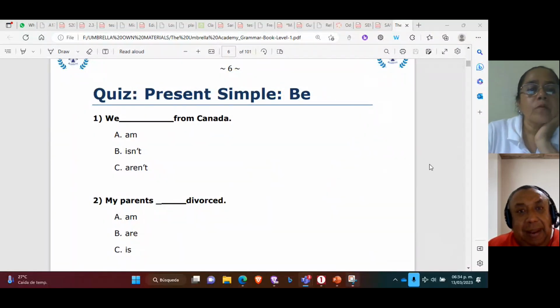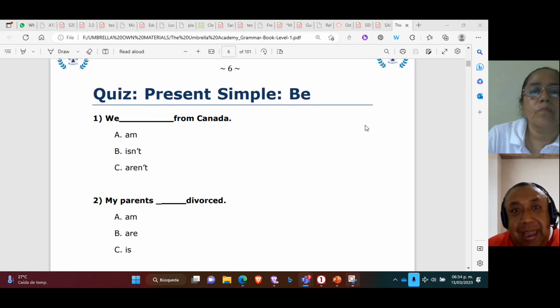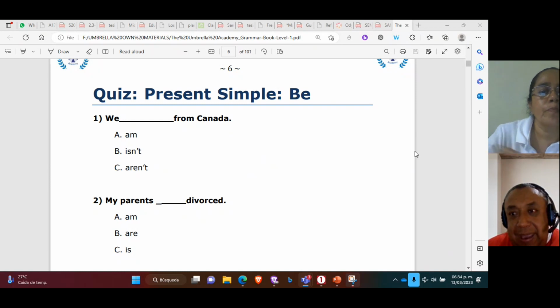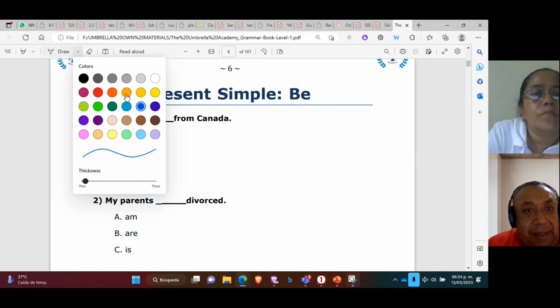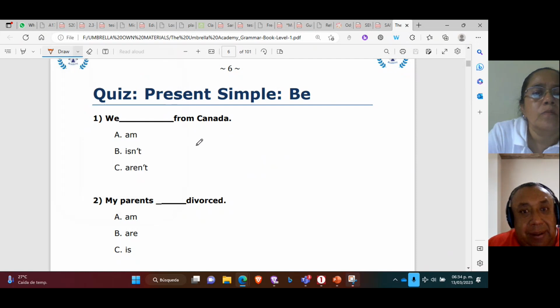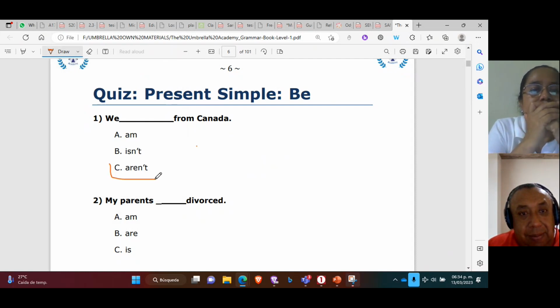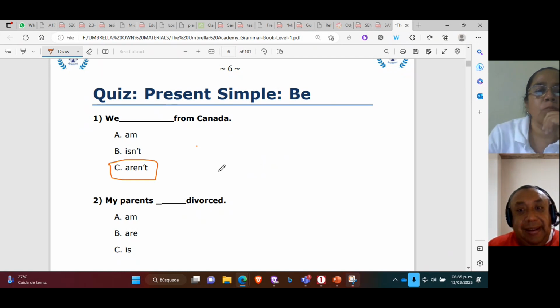Ok, Mari. Mira, aquí tenemos algunos enunciados y hay que seleccionar la opción correcta. Por ejemplo, le digo el primero. We... from Canada. Ahí la opción correcta, Mari, es realmente, we aren't from Canada. Para que diga, no somos de Canadá. We aren't from Canada.